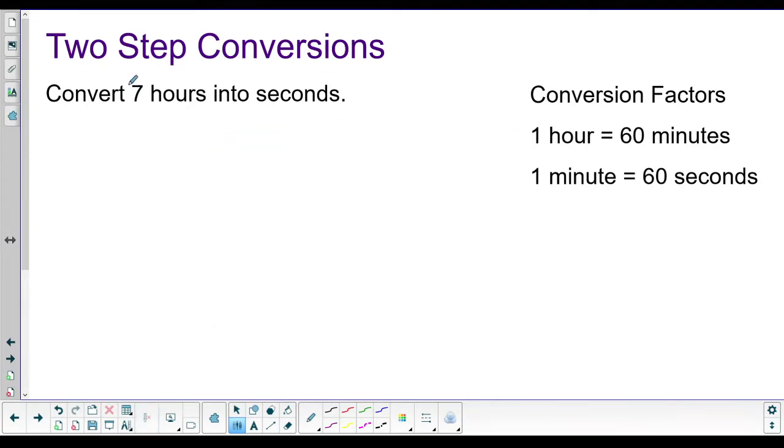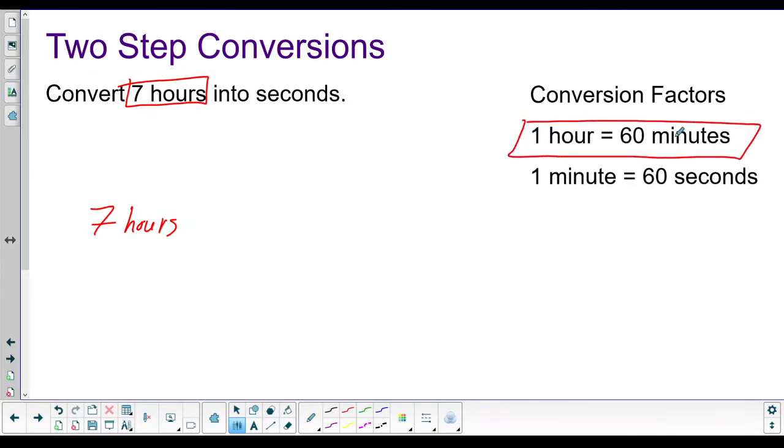So let's start by writing down our original unit. So we have 7 hours. Now, one of our conversion factors is 1 hour equals 60 minutes. So I'm going to multiply. I'm going to put the hours on the bottom so that it cancels with the hours on the top here. And I'm going to put the 60 minutes on the top. Then we need to multiply to get rid of the minutes. We don't want our answer in minutes, we want it in seconds. So we're going to multiply by another conversion factor. I want the minutes to cancel out.